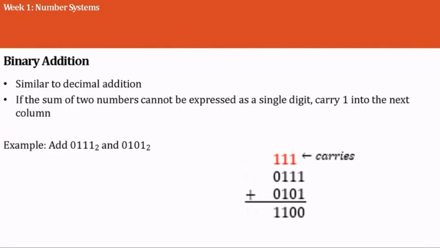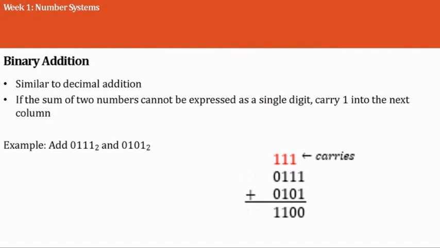And as for binary addition, similar to decimal addition, if the sum of two numbers cannot be expressed as a single digit, carry 1 into the next column. As for binary addition, if we have 0 plus 0, that is equal to 0, 0 plus 1 is equal to 1, 1 plus 0 is equal to 1, and if we have 1 plus 1, that is 0, carry 1. So let's have an example. Let's add 0, 1, 1 base 2 and 0, 1, 0, 1 base 2.